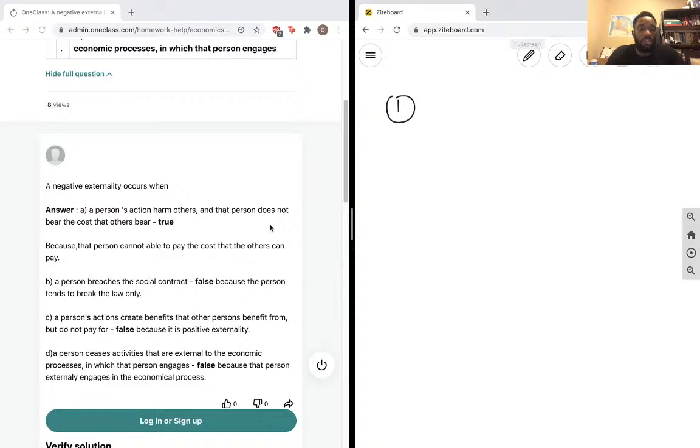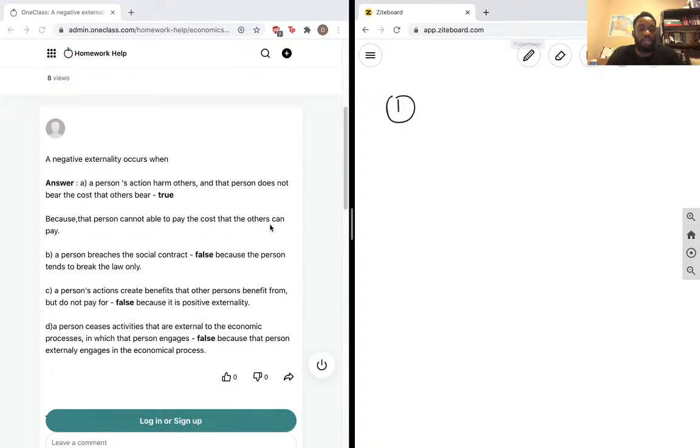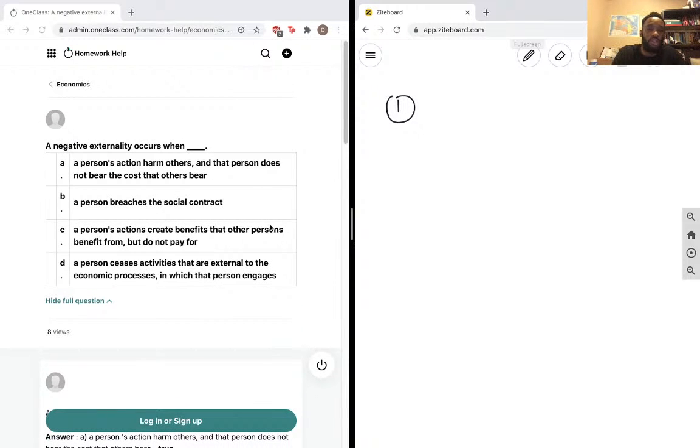Let's see the other options now. B, a person breaches a social contract. This is false because the person tends to break the law only. C, a person's action creates benefits that other people benefit from but do not pay for. False because this is a positive externality. And D, a person ceases activities that are external to the economic processes in which the person engages. And this is false because that person does engage in the economic process. So the correct answer is A.